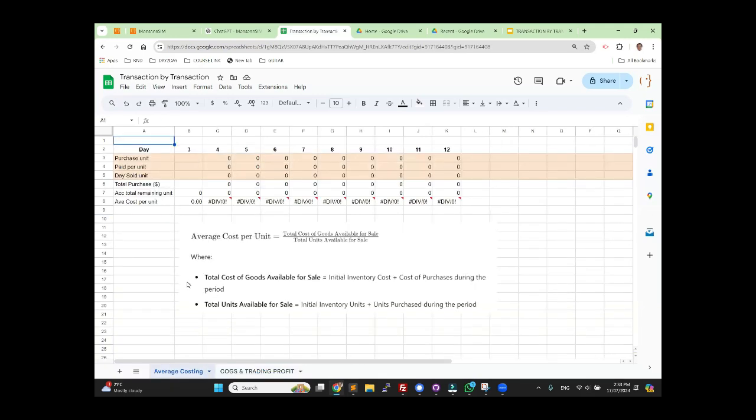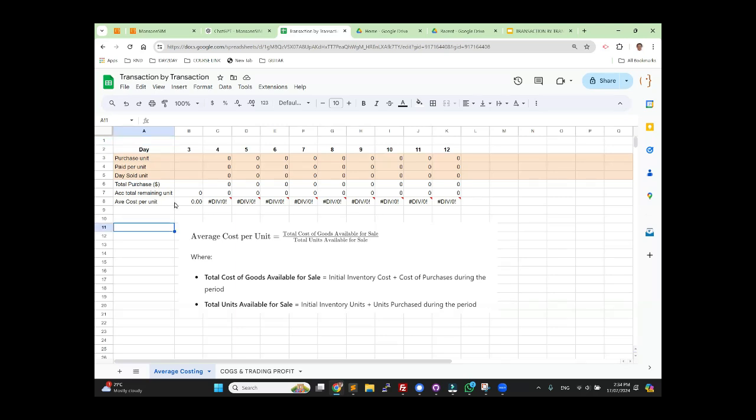According to the theory or ChatGPT, the average cost per unit is the total cost of goods available for sale divided by total units available for sale. The total cost available for sale is equal to the initial inventory plus cost of purchase during the period, and total units available for sale is inventory units plus units purchased during the period.